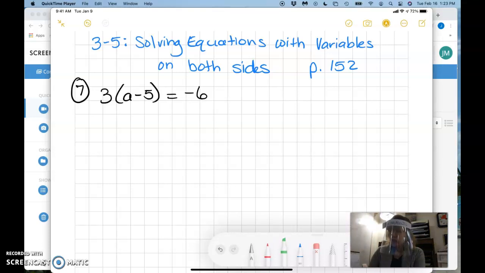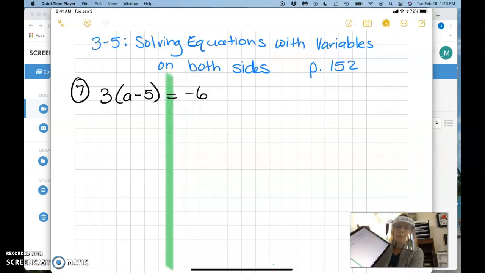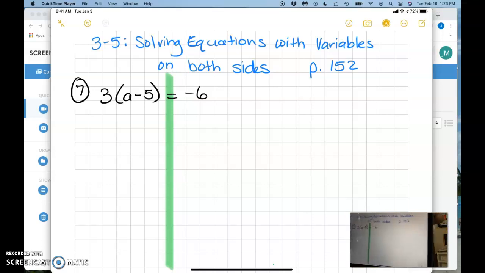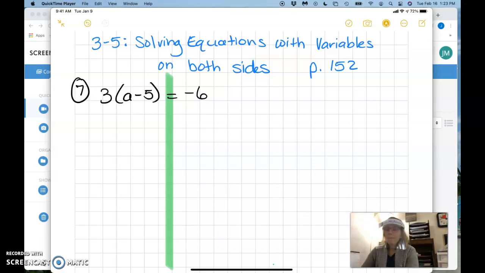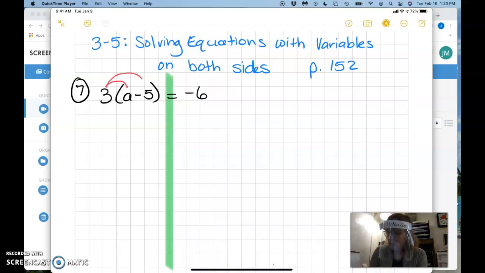Okay, so the first thing I'm going to do is draw that line right down my equal sign, so I separate both sides of my equation. Okay? And now I'm going to have to do what first? What is step 1 on this equation? Yes, distribute the 3. Whenever there's something outside the parentheses, do that first. So 3 times a is what? 3a. Yes. And 3 times negative 5? Negative 15. There we go. And equals, and then I'm just going to bring down my negative 6.